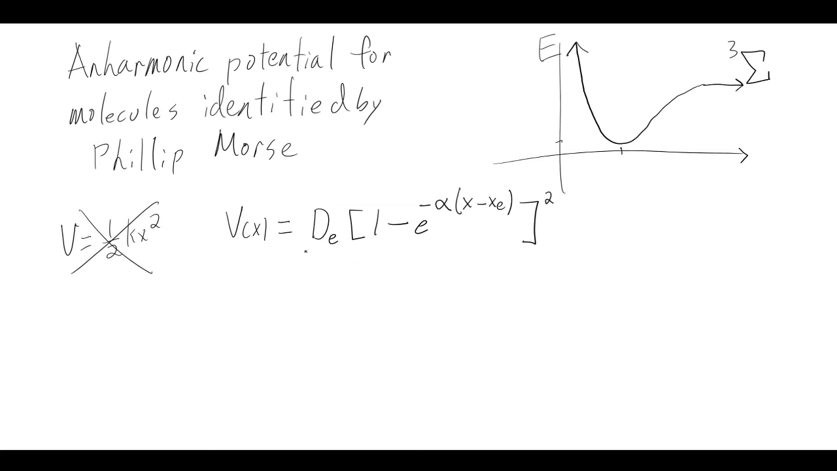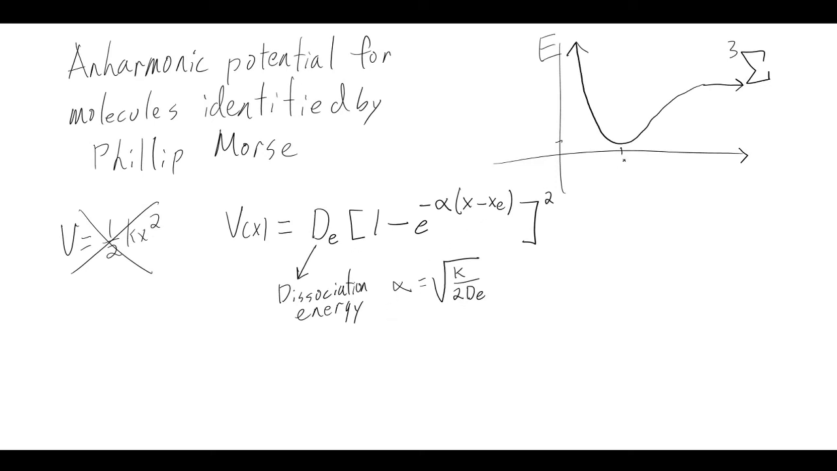Okay, so let's talk about some of these terms. D e here is the dissociation energy. Alpha here is lumping some terms together, but it's going to be that spring constant we're familiar with over 2 times this dissociation energy.